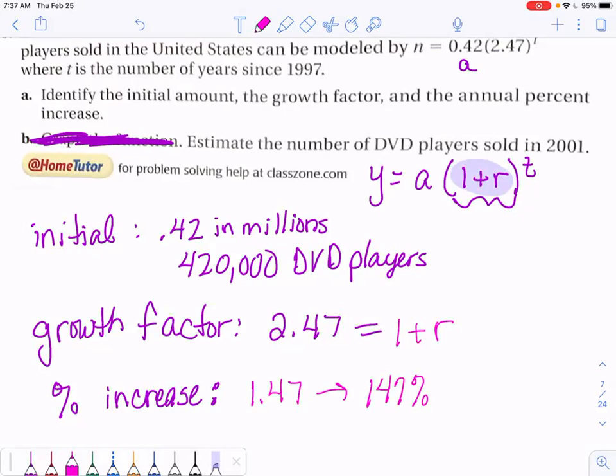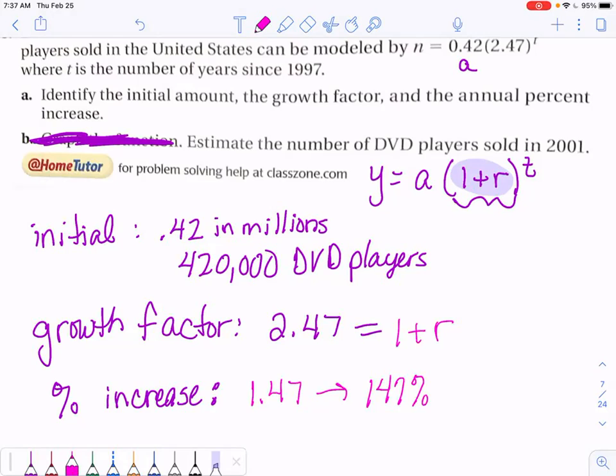Questions on that? I want to make sure everybody understands what they're asking for. The number in parentheses, the whole number, is called the growth factor. But that number represents 1 plus r. 1 because you have 100%, r because that's the rate that you're increasing by. And it's given to you as a decimal. If they're asking for a percentage, you need to turn it into a percentage value. Questions?